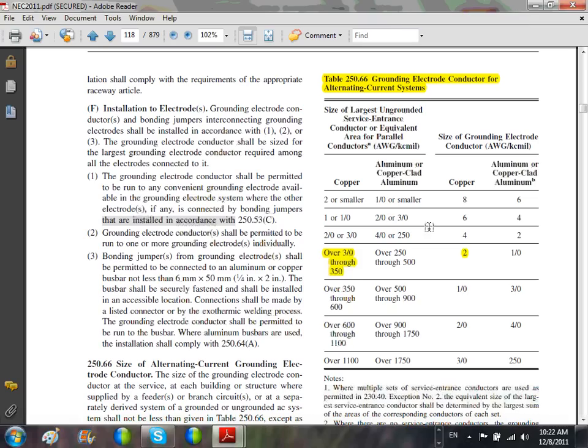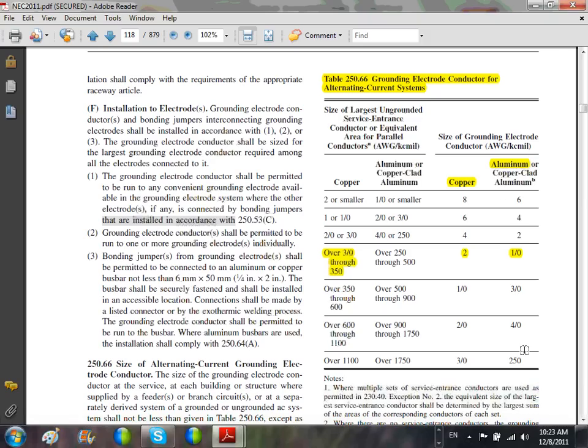Why did they go to that column? Didn't you hear me that I invested in the copper company? I like copper because I want to use copper. Now, the question would be a very good point. Can I use the second column here? If you want to use aluminum or copper clad aluminum, then you can use 1-aught.